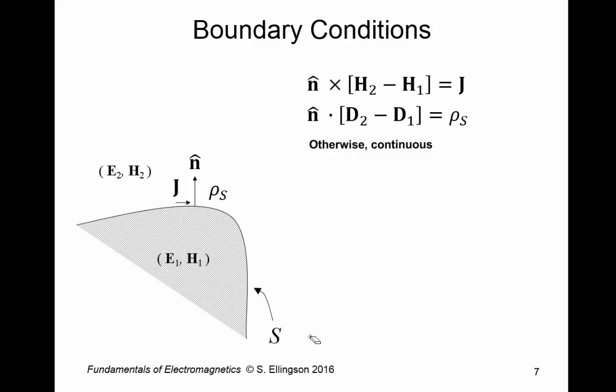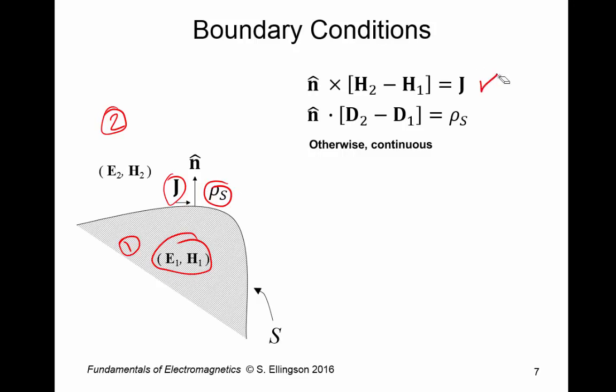Boundary conditions. A boundary condition is simply a relationship between the electric and magnetic fields at a boundary between two media. So for example, in this picture, we have region 1, which has electric fields E sub 1 and H sub 1. And then over here we have region 2, which has electric fields E sub 2 and H sub 2. And at this boundary, we may or may not have electric current density, and we may or may not have surface charge. We can figure out what the situation is using the boundary conditions.